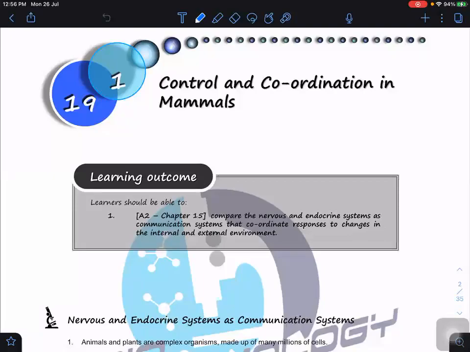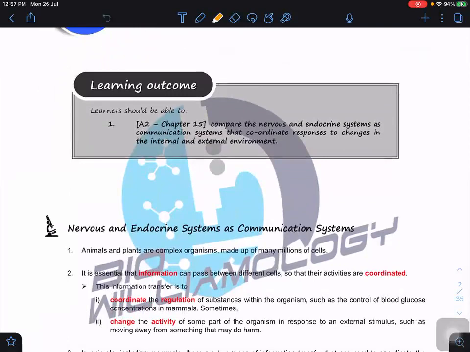Okay, so we're going to look at control and coordination in mammals first. As I say, that's to control and to coordinate between at least two organs. We need to have the communication system. So what are the communication systems we always use here? So then we look at the learning outcome.